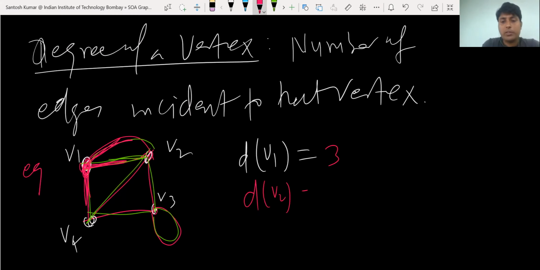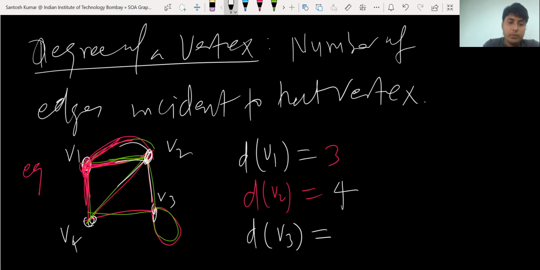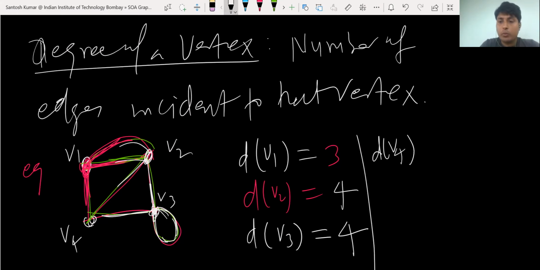What is the degree of vertex V2? How many edges are incident to V2? V2 has 1, 2, 3, 4. So 4. What is the degree of V3? V3 has 1, 2, 3, 4. A loop contributes 2 to the degree because it is incident twice on a vertex. So a loop will contribute 2. So the degree of V3 is again 4. Degree of V4, the fourth vertex: how many edges are incident there? 3. Okay.